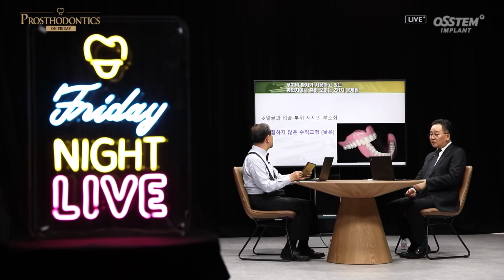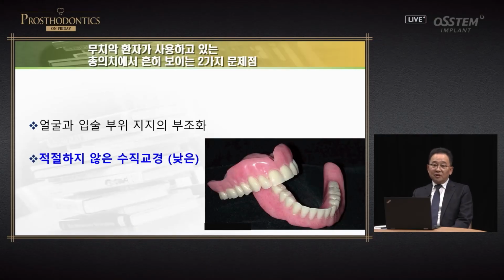There are largely 2 problems in regards to full denture: imbalance with the facial and lip support, and inappropriate vertical dimension. A lot of patients have low vertical dimension. Why is this so?